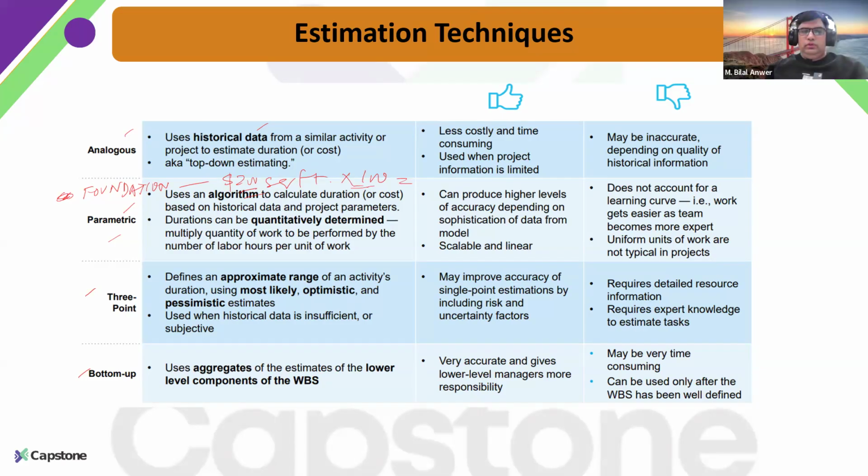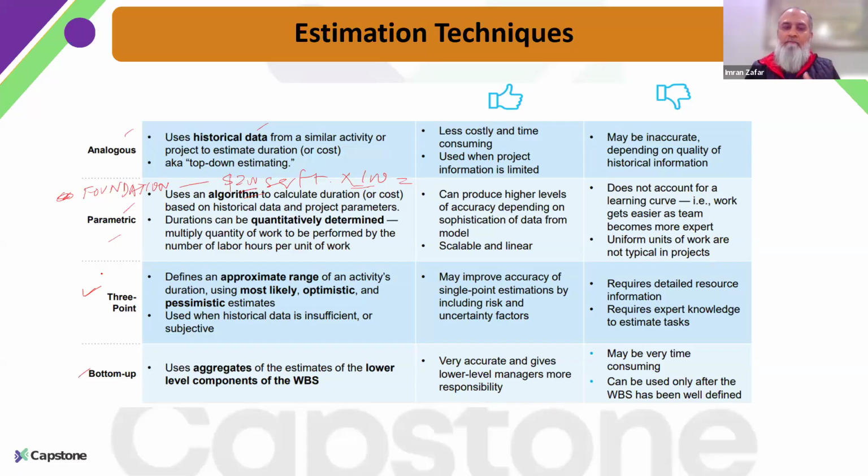And what about 3-point? I'm coming to it. The last one is 3-point estimation. 3-point estimation basically takes into account 3 different kinds of estimates, and it will give us an approximate range of how our average schedule or cost can be. So for this, we utilize 3 data sets.